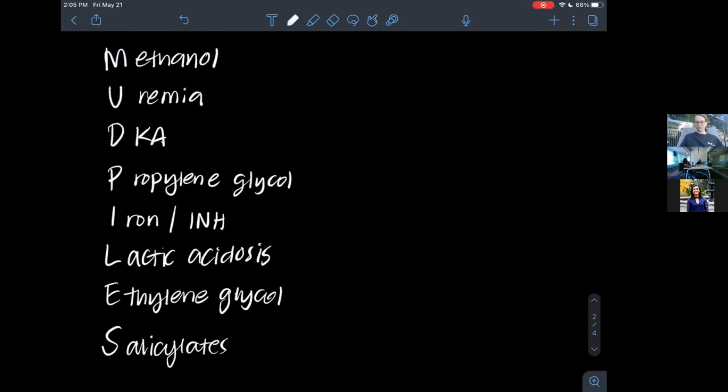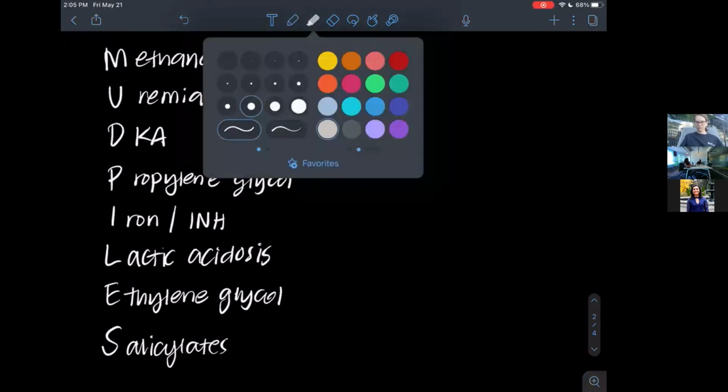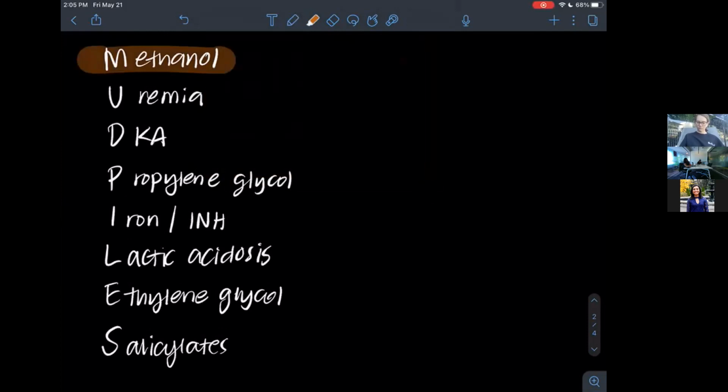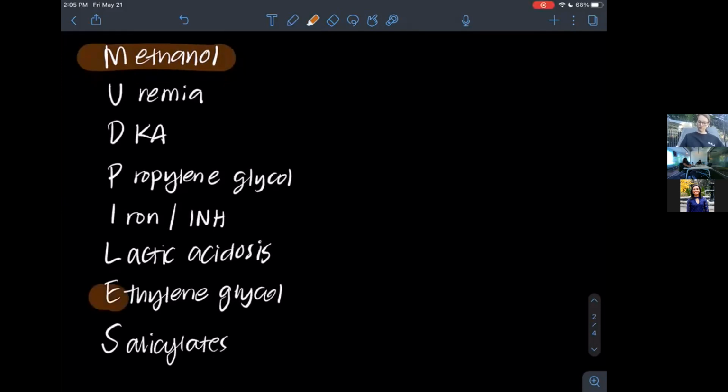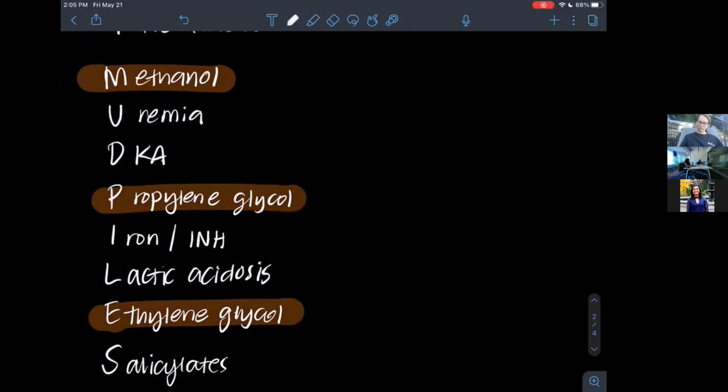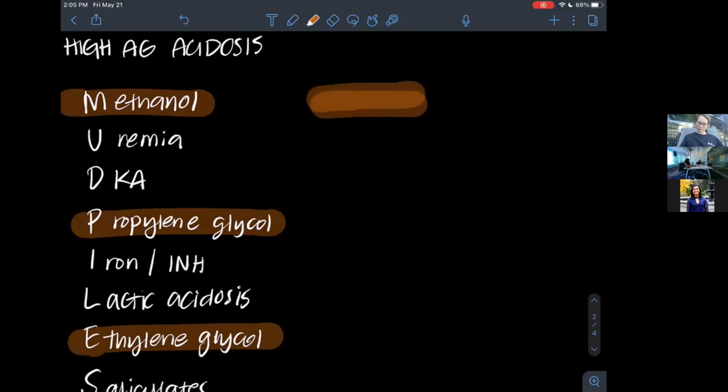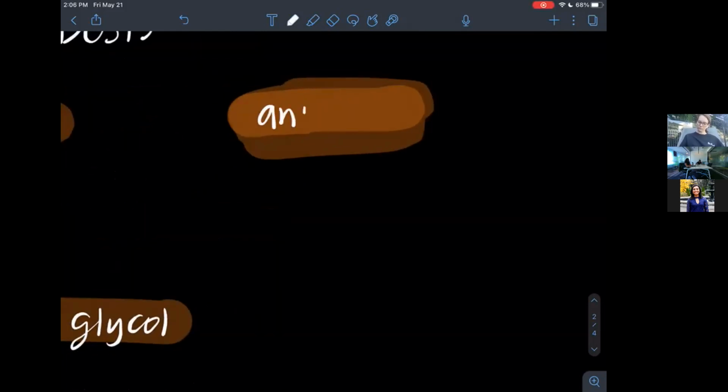Okay, let me highlight some of these that get grouped together. So methanol, ethylene glycol, propylene glycol. Let's group these three together. The reason why we're grouping these together is they are all some sort of poison. So just think antifreeze.